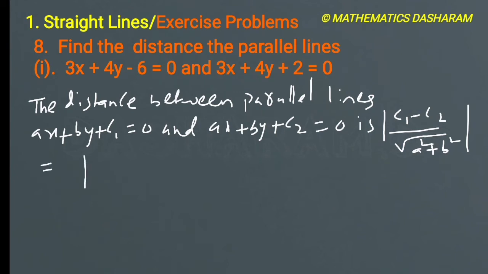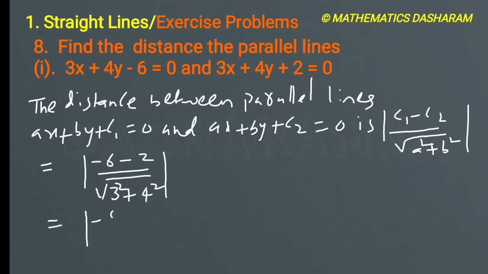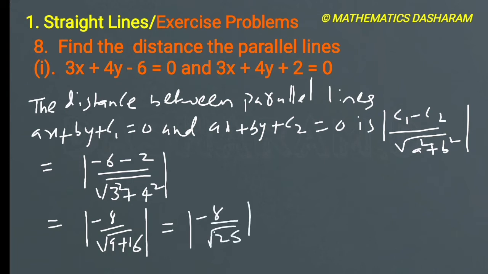So mod c1, the first constant number, minus c2, the second constant number, which is minus 6 minus 2, divided by under root a square plus b square, the x coefficient and y coefficient. So it is equal to minus 8 divided by under root 3 square 9, 4 square 16. So it is equal to mod minus 8 divided by under root 25. Root 25 is 5. So it is equal to 8 by 5.